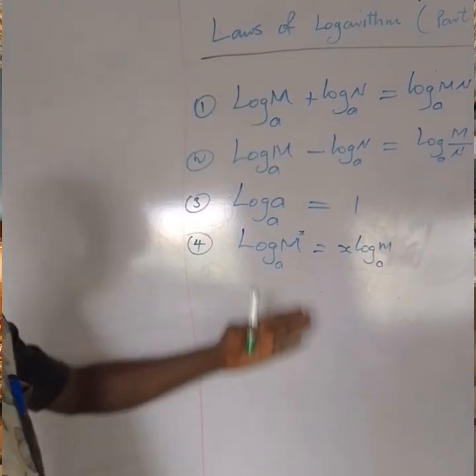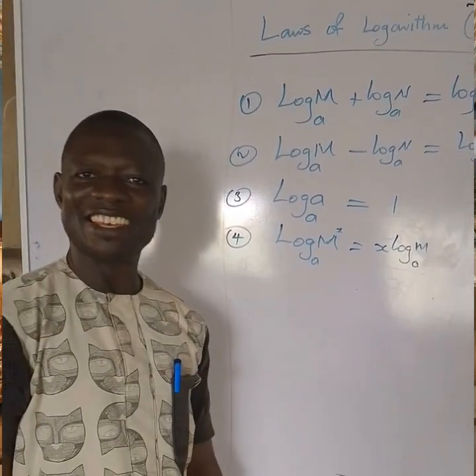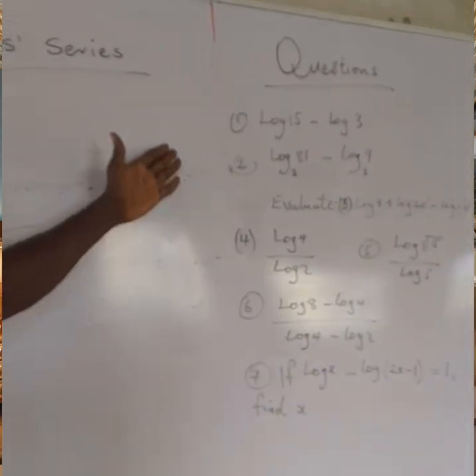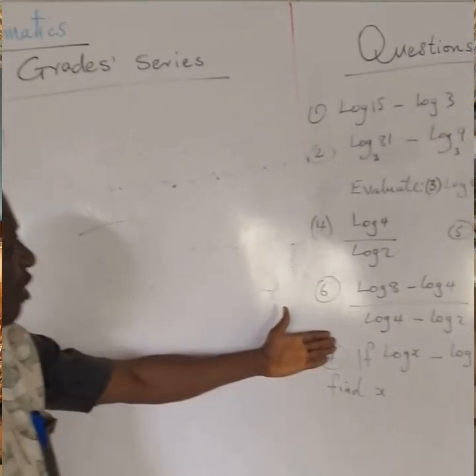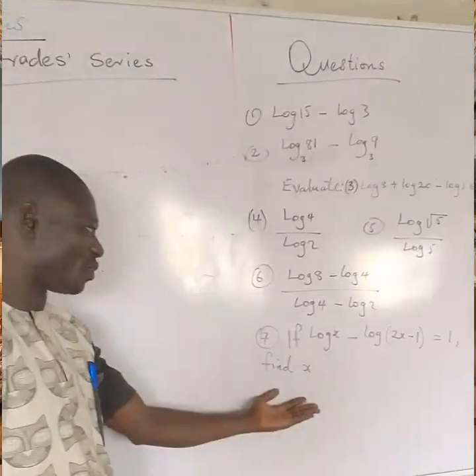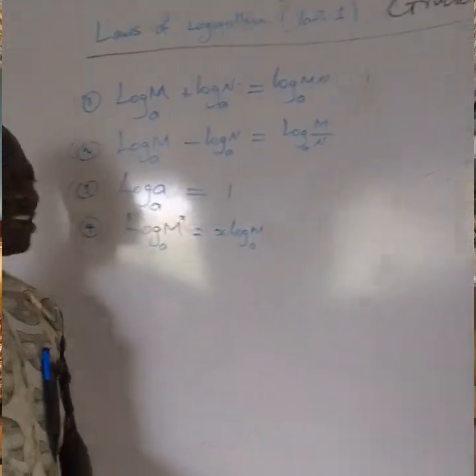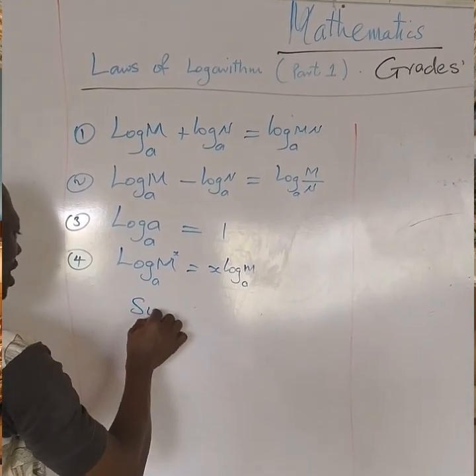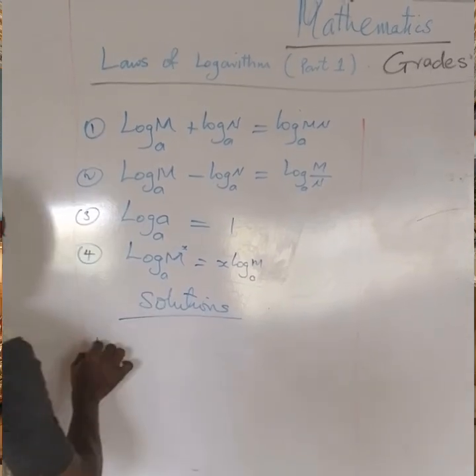We are going to use these laws of logarithm here in solving questions as outlined here. Question from number 1 to number 7. Number 1 to number 6 are all expressions in logarithm. We have number 7 here, which is an equation in logarithm. So we are going to do this. Let's go. And we are going to continue by solving questions there one after the other, and then we pick the first question.